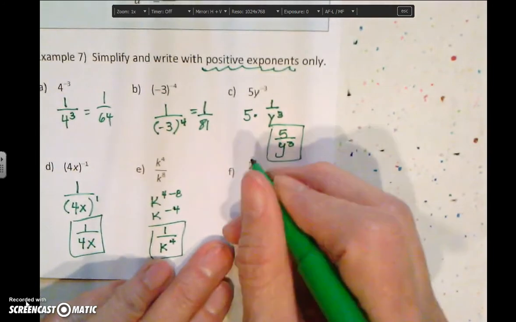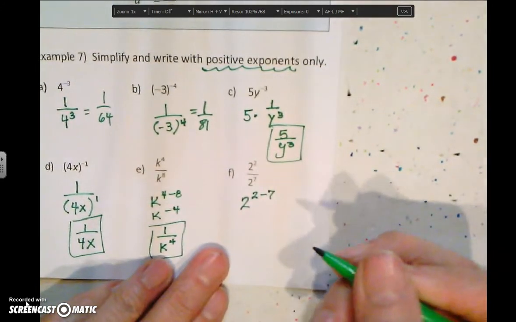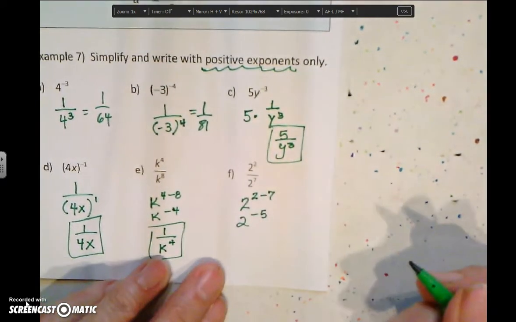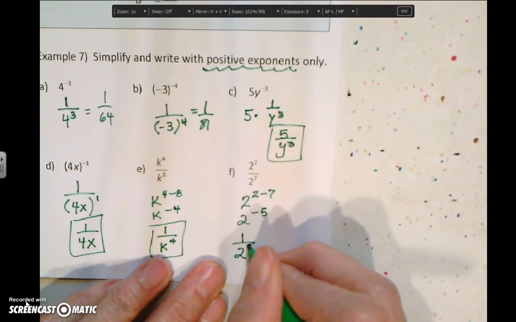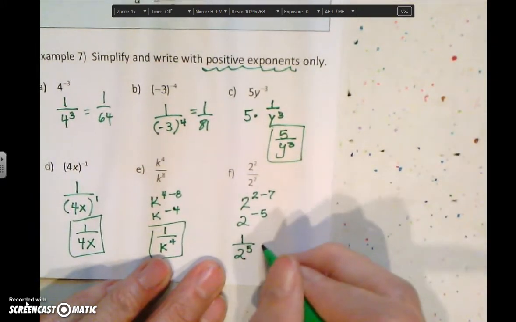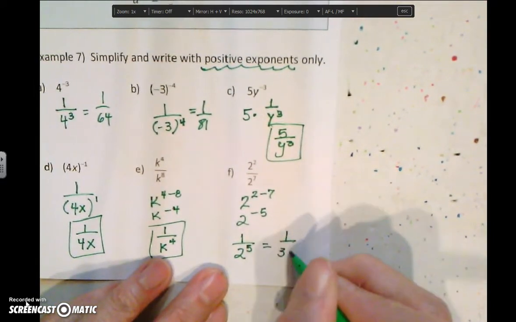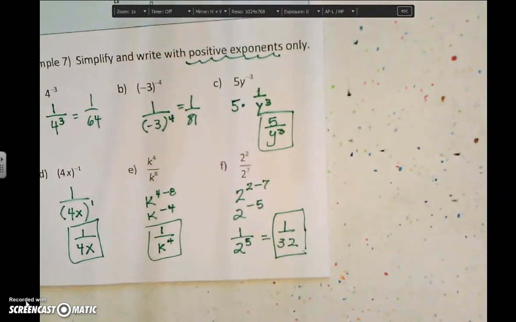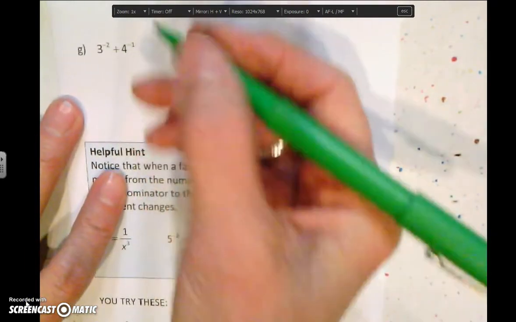And then F, same thing. I have a base of 2. So I'm going to do 2 minus 7 on my exponents. So that's 2 to the -5. And then I'm going to drop that base of 2 down and make it a positive 5. And 2 multiplied out 5 times is going to be 32.